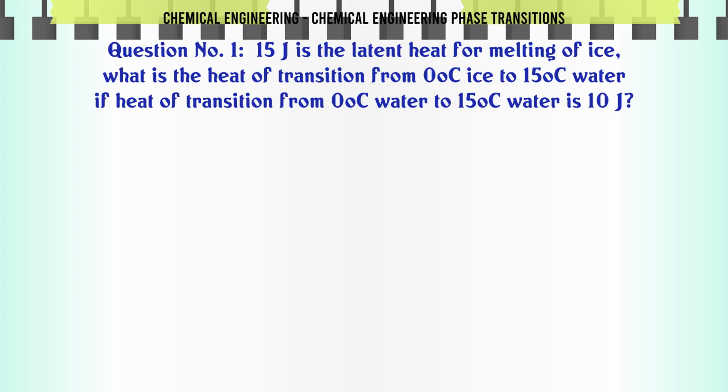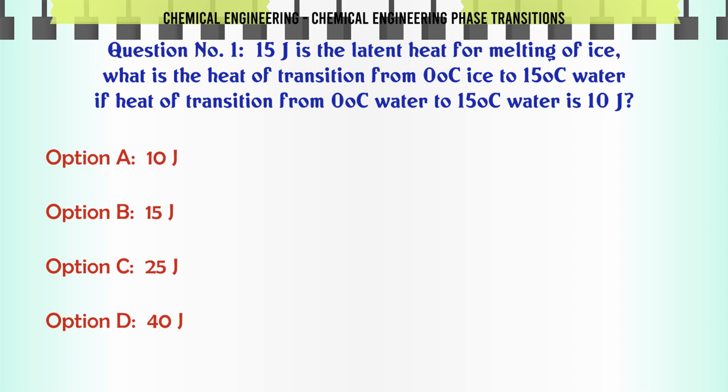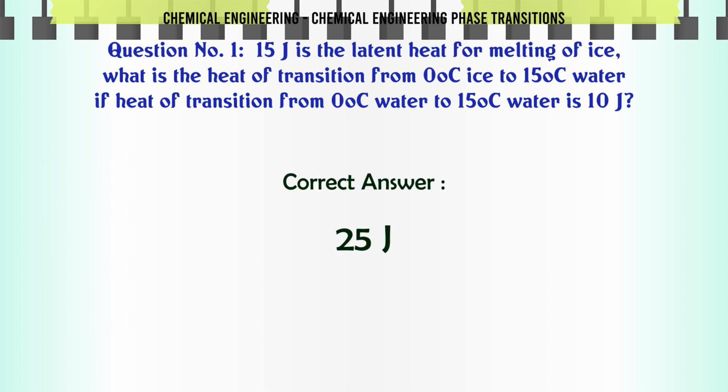15 J is the latent heat for melting of ice. What is the heat of transition from 0°C ice to 15°C water? If the heat of transition from 0°C water to 15°C water is 10 J: A) 10 J, B) 15 J, C) 25 J, D) 40 J. The correct answer is 25 J.